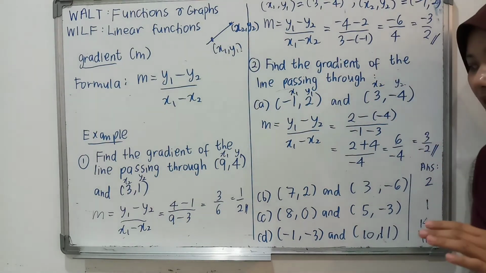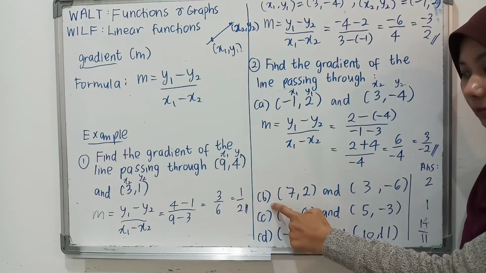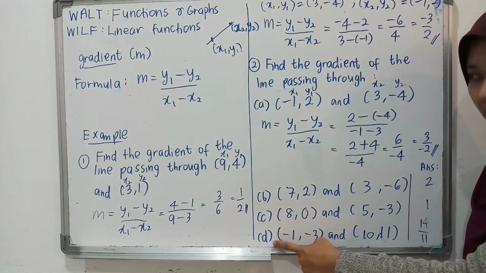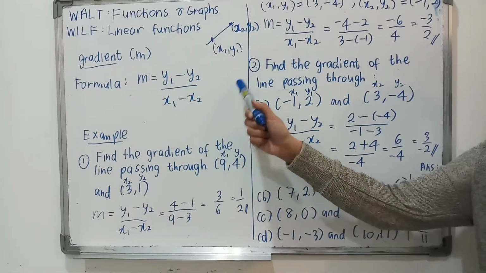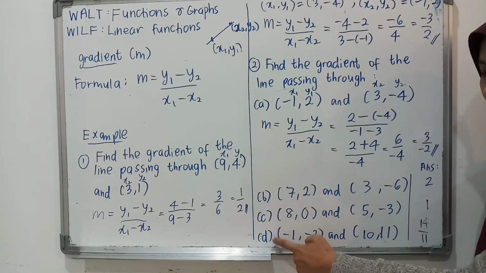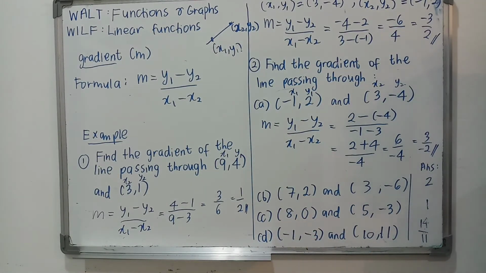Okay, so now I want you to do question B. Find the gradient of B, C and D here. Use that formula. Make sure the formula is inside your notes. So do B, C and D, find the gradient only. Now you find the gradient and I have put my answers here. You just pause the video and then check your answer. This is the answer for question B. This is the answer for question C. And that is the answer for question D.